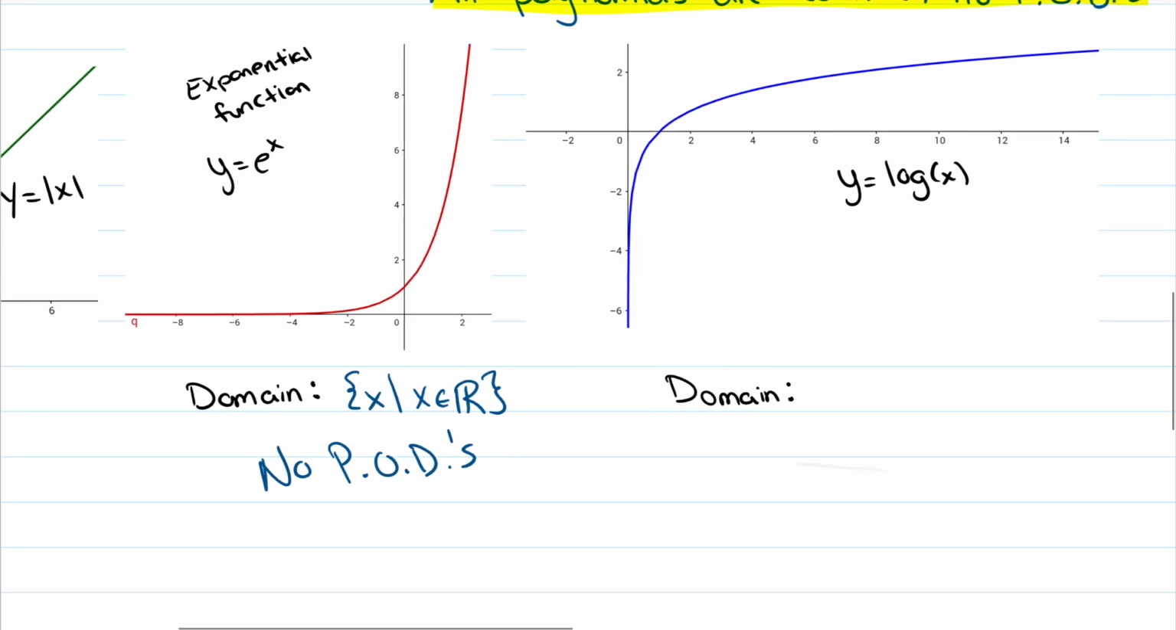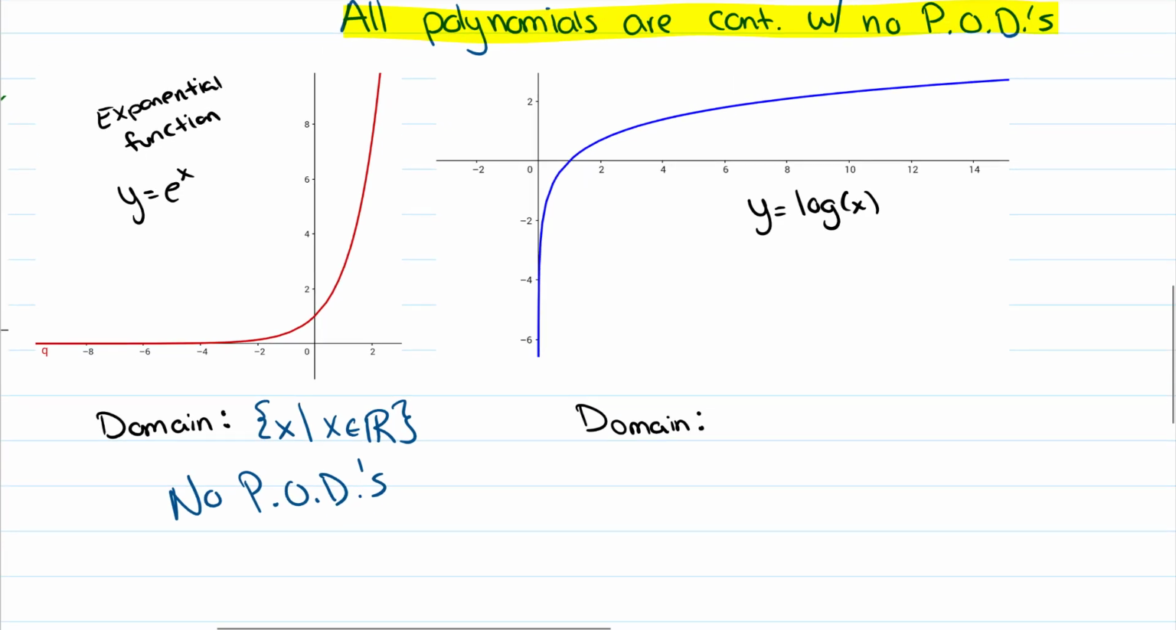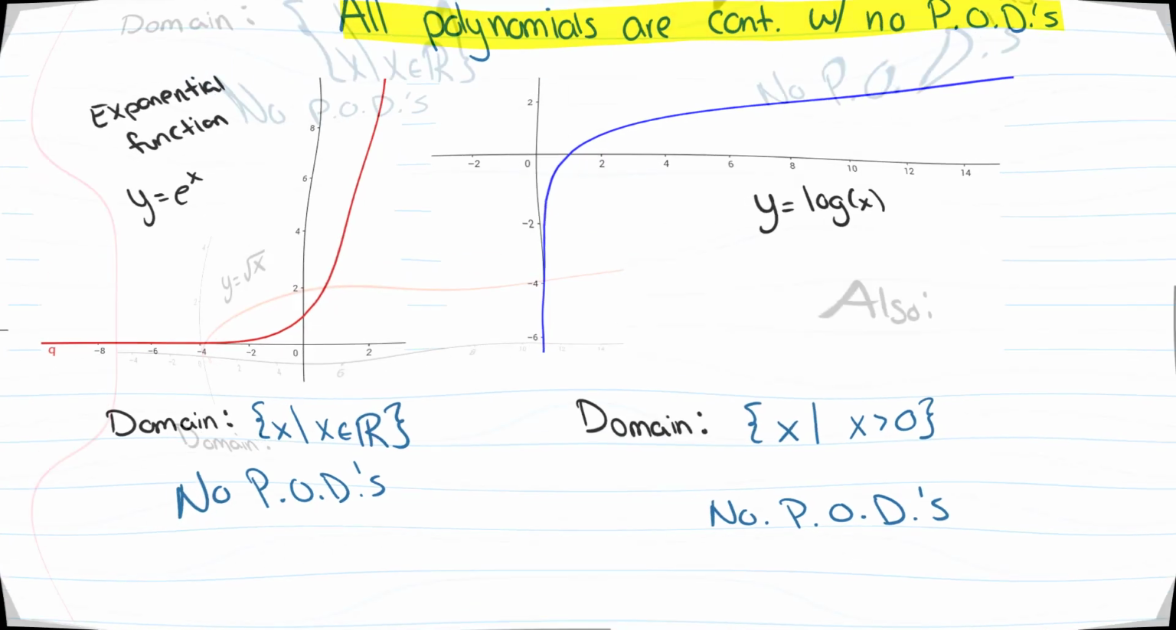And the last function I want to look at is the logarithmic function. This one is a little bit different because the domain of this is x such that x is strictly greater than 0, because you cannot plug in 0 or a negative number into a logarithm. But again, on its domain, we have no points of discontinuity.